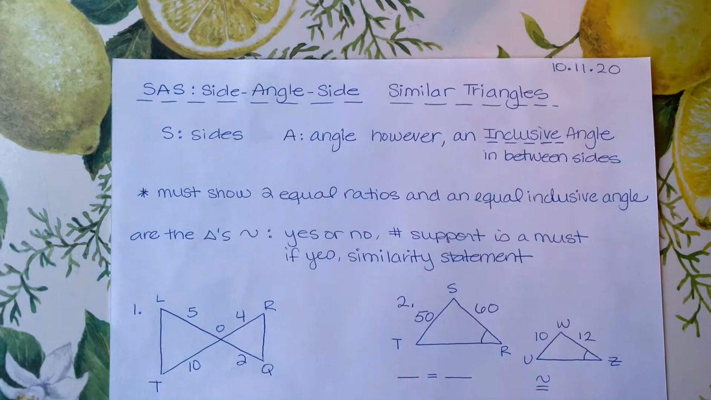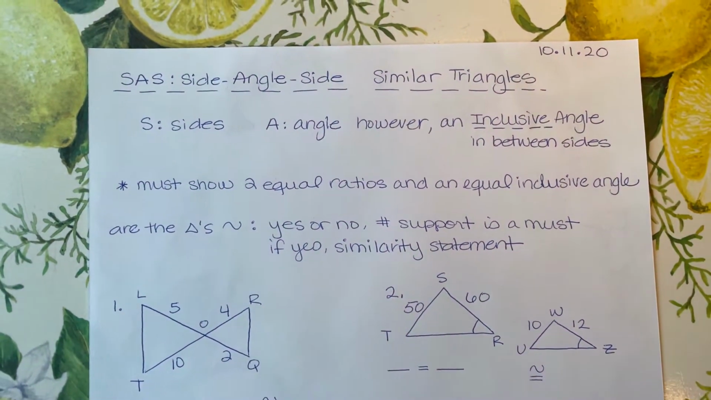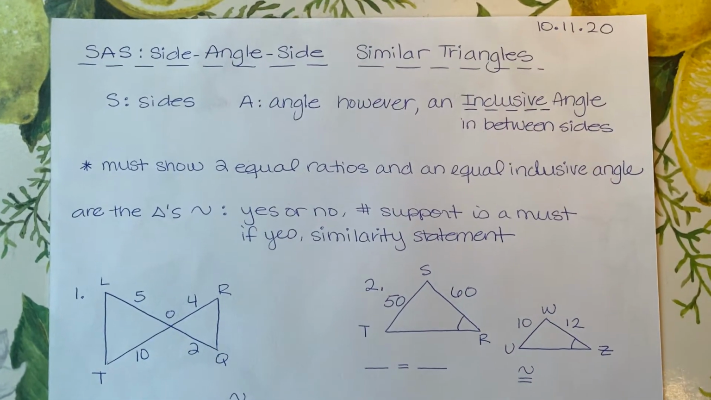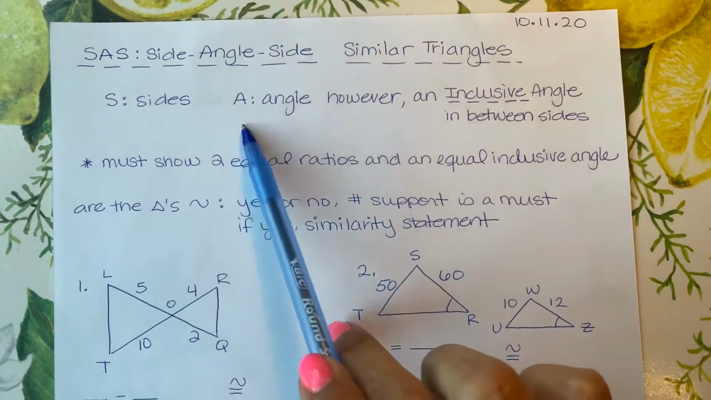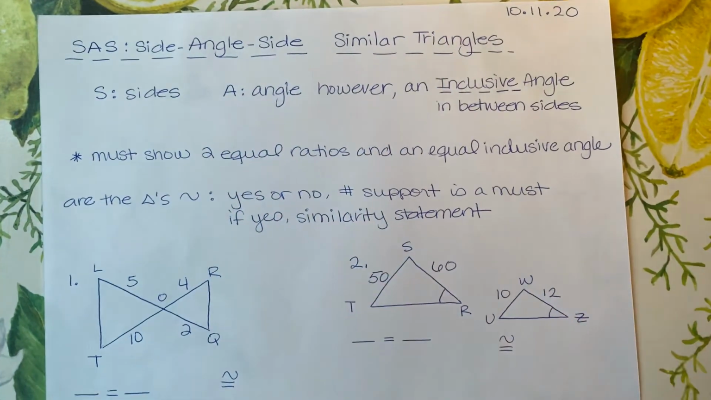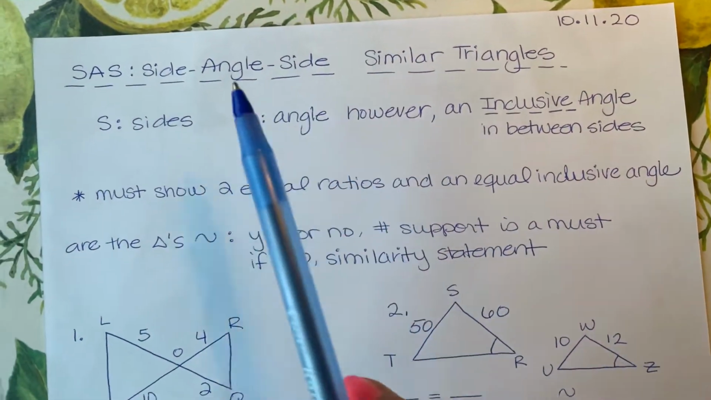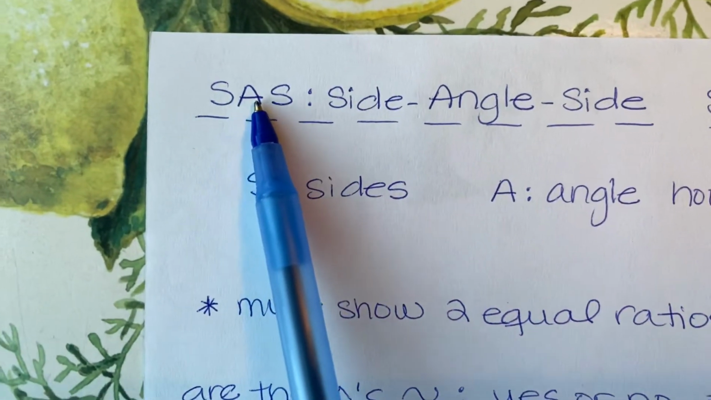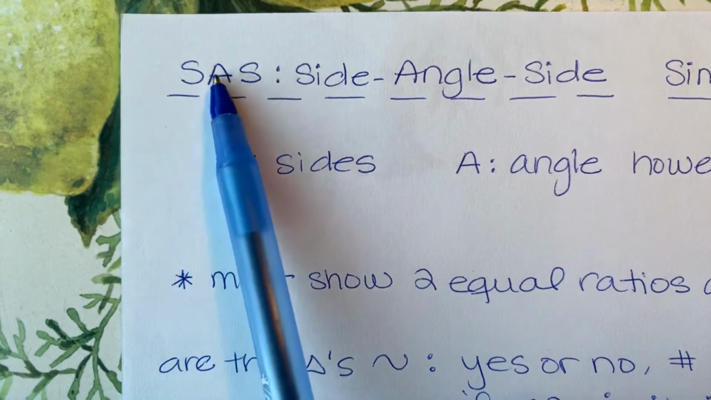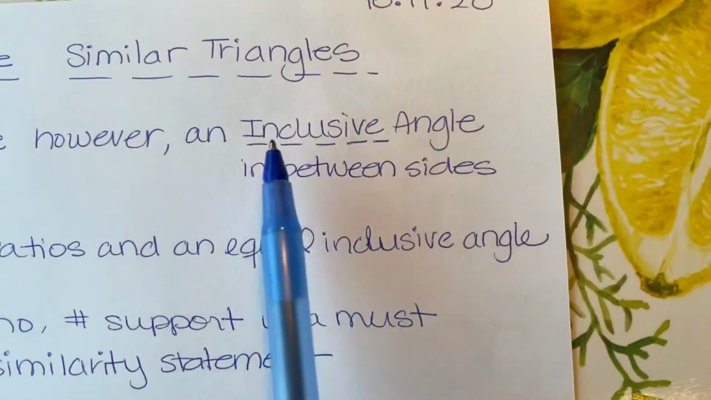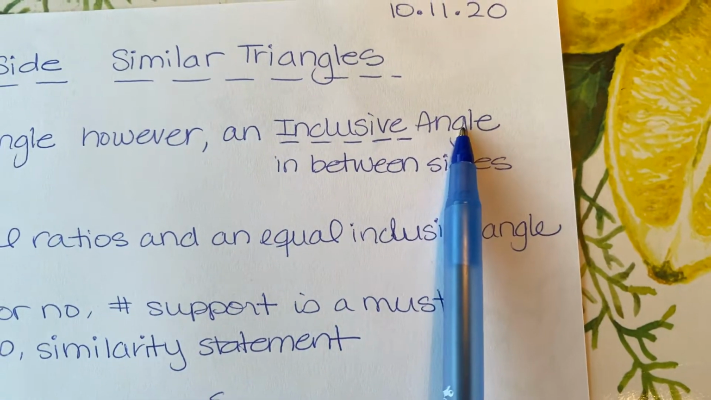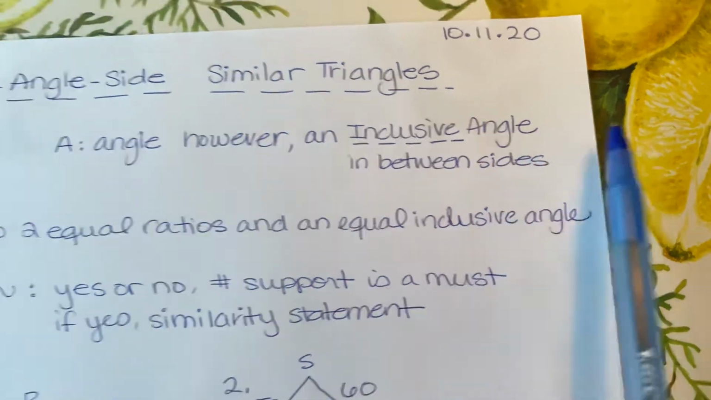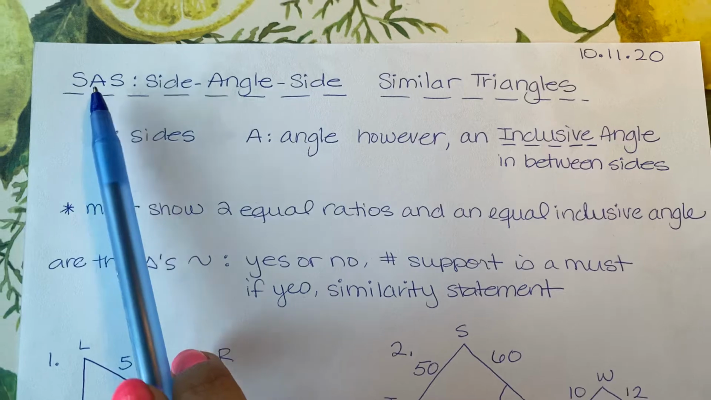Okay, hello. We're going to go over side, angle, side similar triangles. S's are sides again. A's are angles again. All right. Seeing that it's side, angle, side, see how the A is in between the two S's? That is called an inclusive angle. It's in between the two sides. It's sandwiched, right?